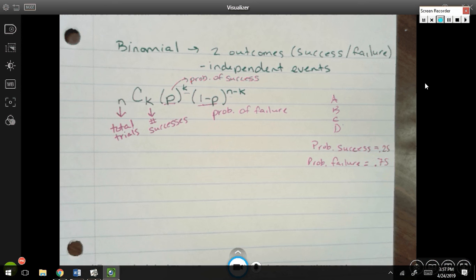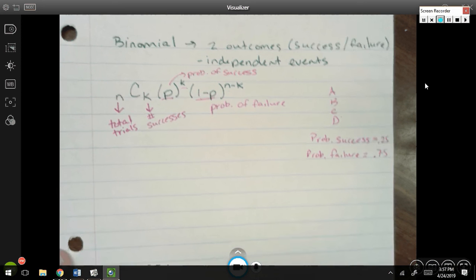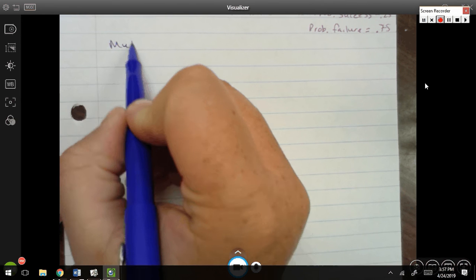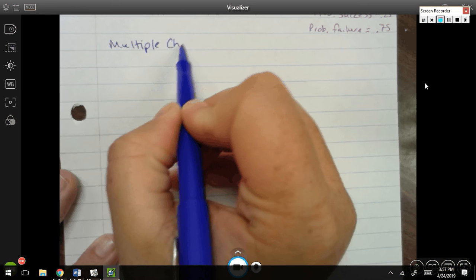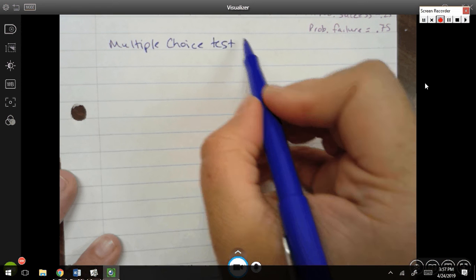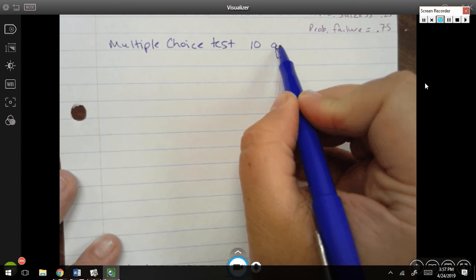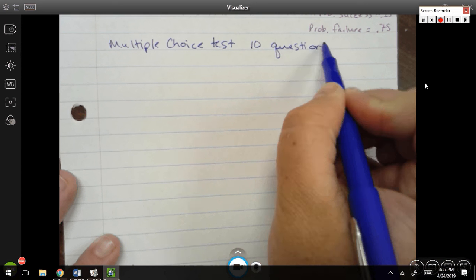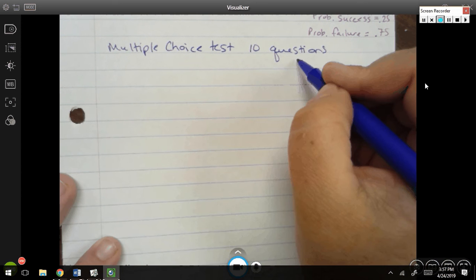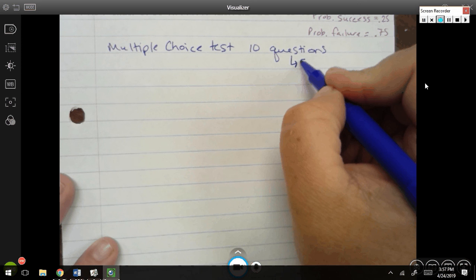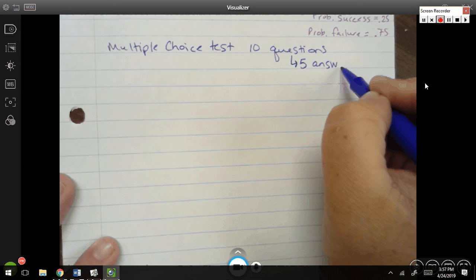So let's do one. Let's say you have, and we'll do this easy, a multiple choice test that has, we'll do 10 questions. It'll be kind of long, but we can do it. Each of those 10 questions, and I'm going to even change this up, each of those 10 questions has 5 answer choices, A through E.